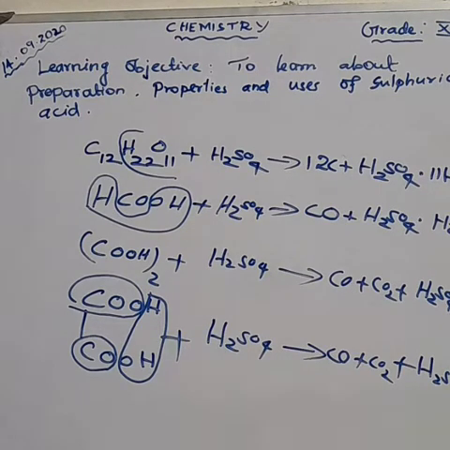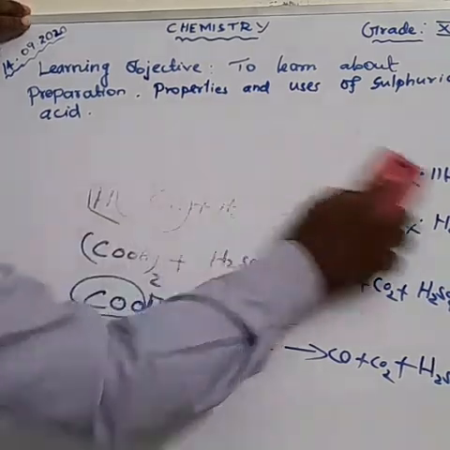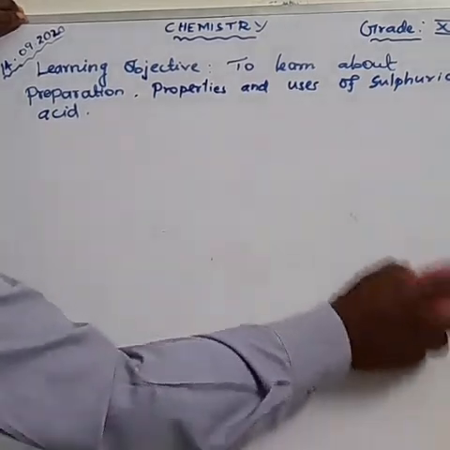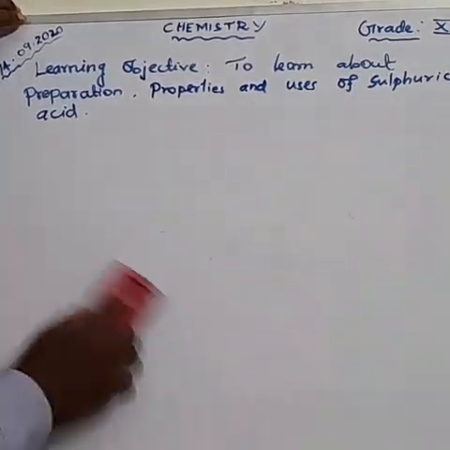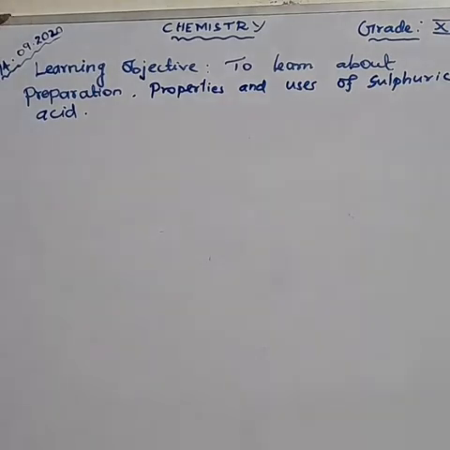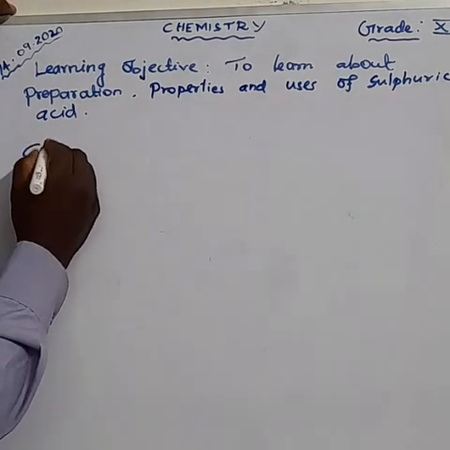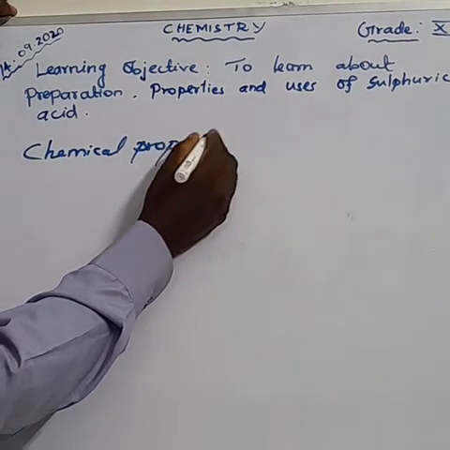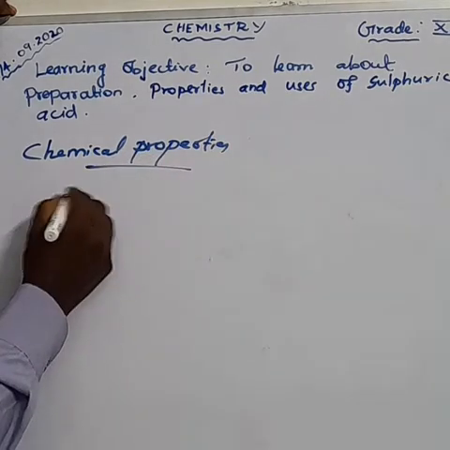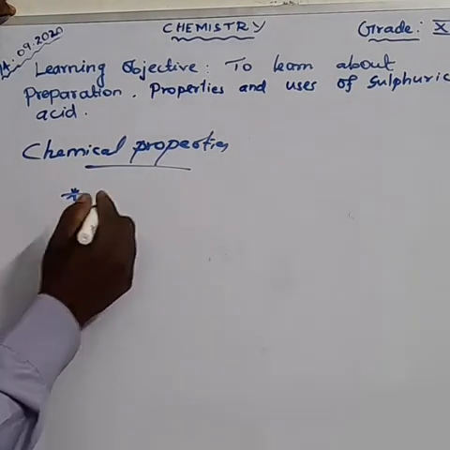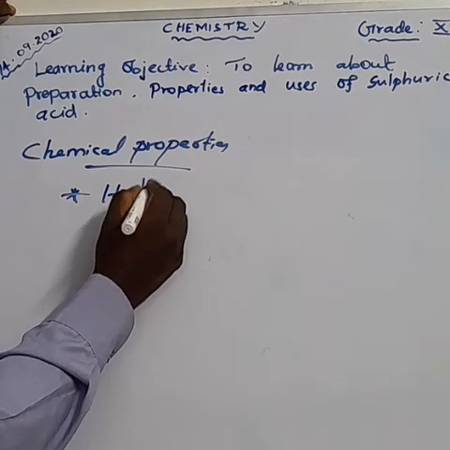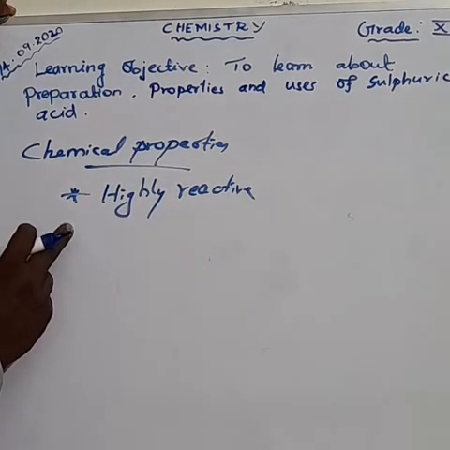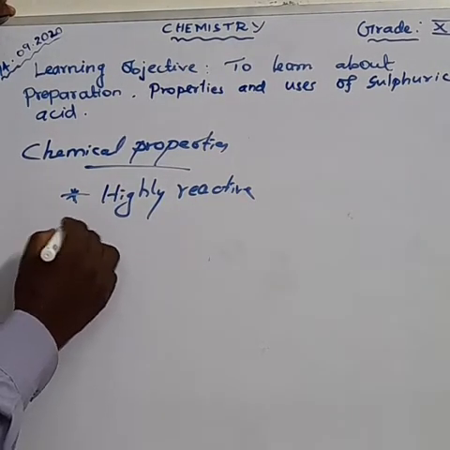What are the chemical properties of sulfuric acid? The first point, it is highly reactive. Okay, it is highly reactive. It is a strong acid. It can act as a strong acid and also as an oxidizing agent.